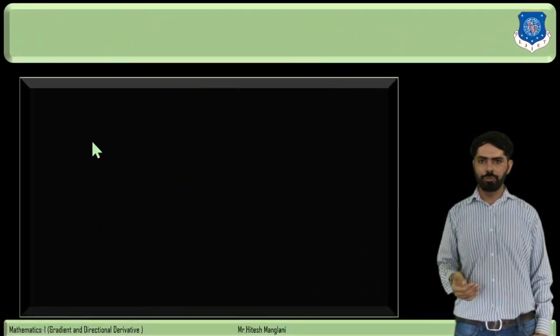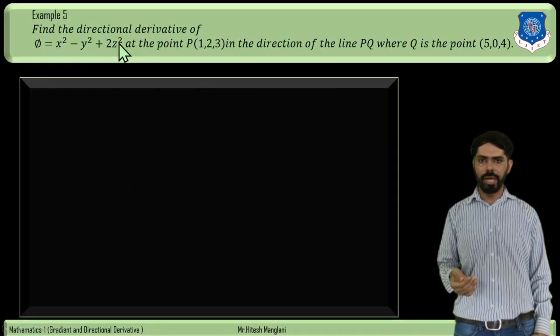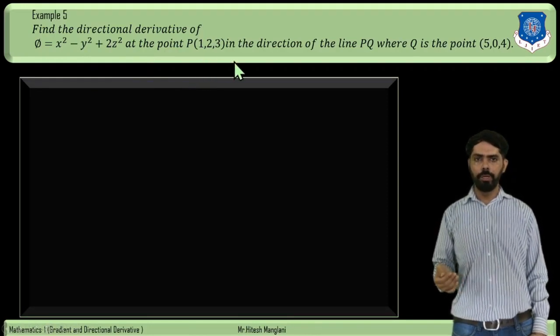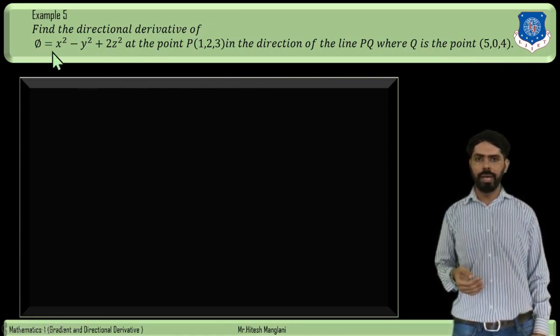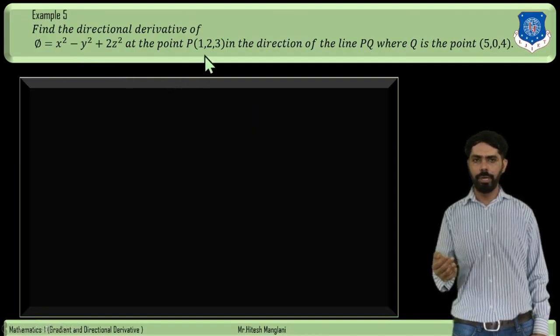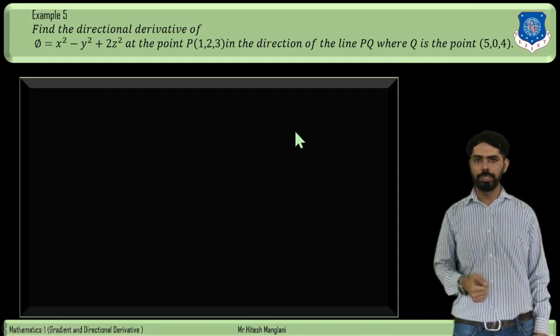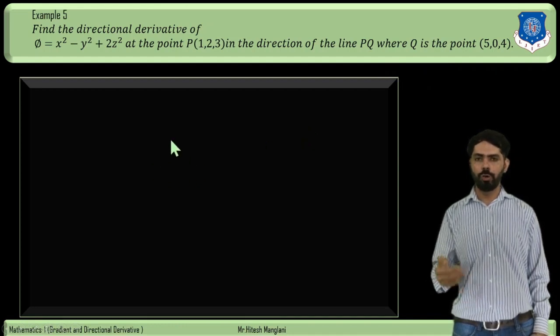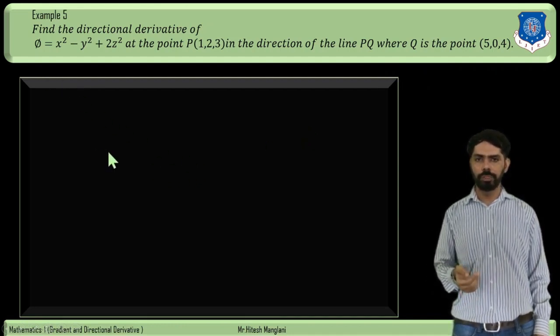Now let us discuss the fifth example: find the directional derivative of phi equal to x square minus y square plus 2z square at the point (1, 2, 3) in the direction of the line PQ, where Q is the point (5, 0, 4). So here we will have to find the directional derivative of this function at the point (1, 2, 3) in the direction of line PQ, where Q is (5, 0, 4). So first of all we will find out the gradient of this function.